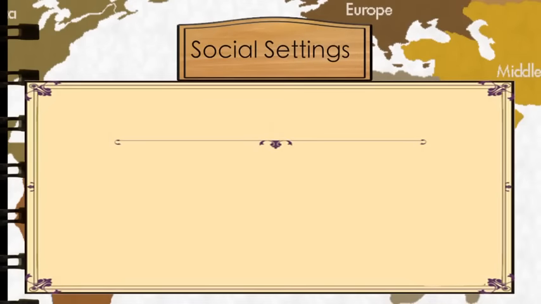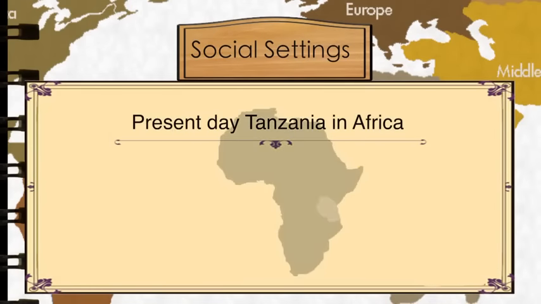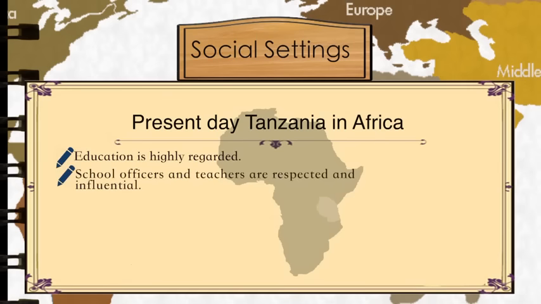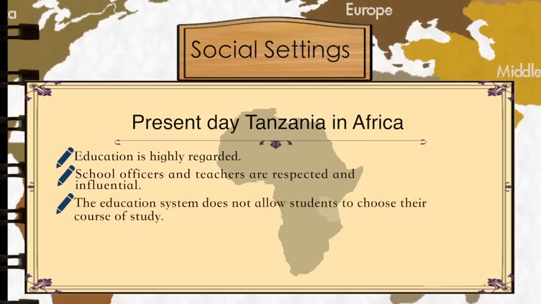Social settings. The social setting of this short story is present-day Tanzania in Africa. In this society, education is highly regarded. For example, school officers and teachers like Mr. Velji and Mr. Datu are respected and influential.